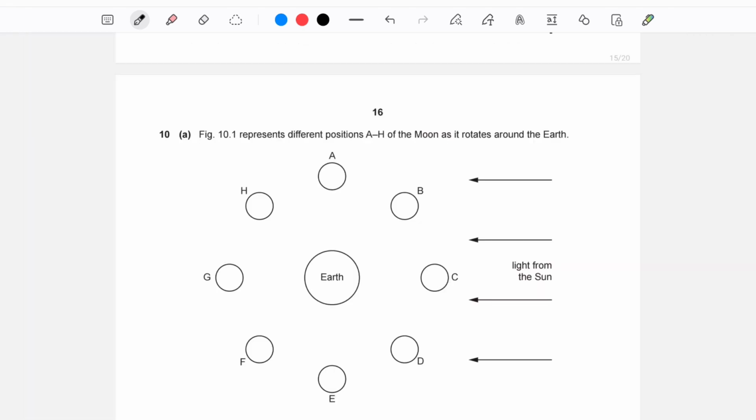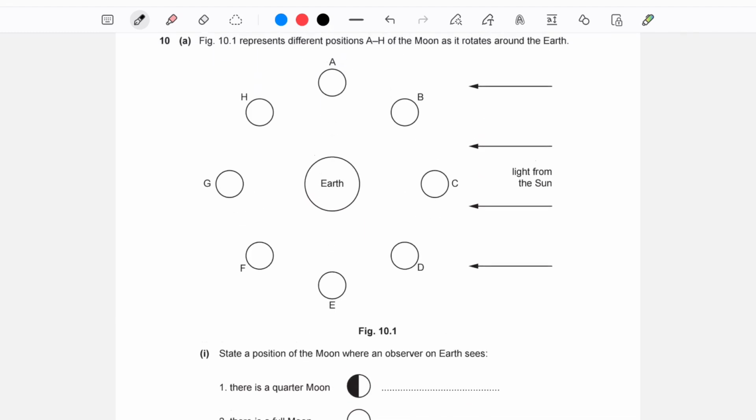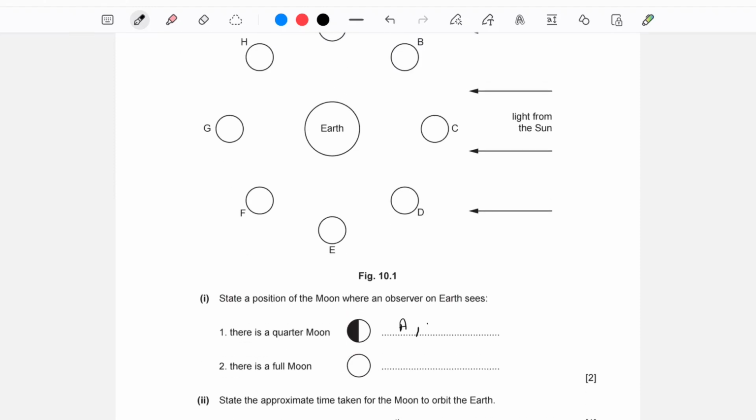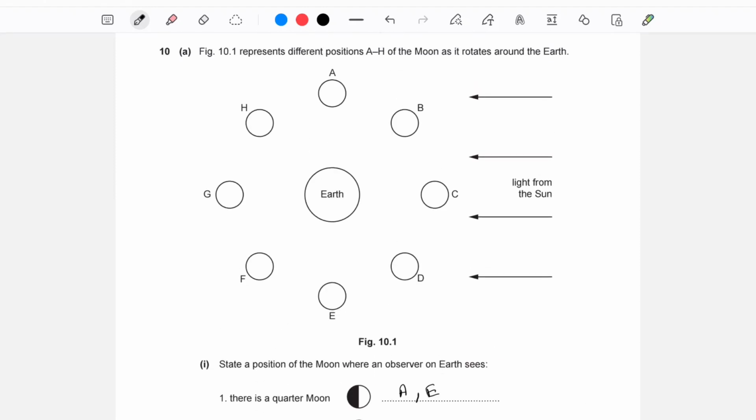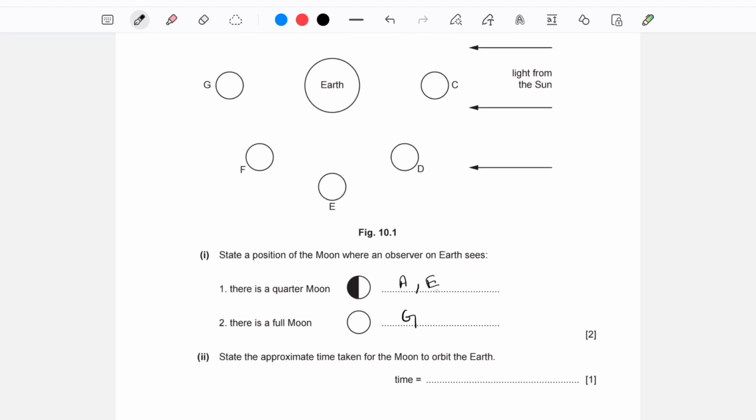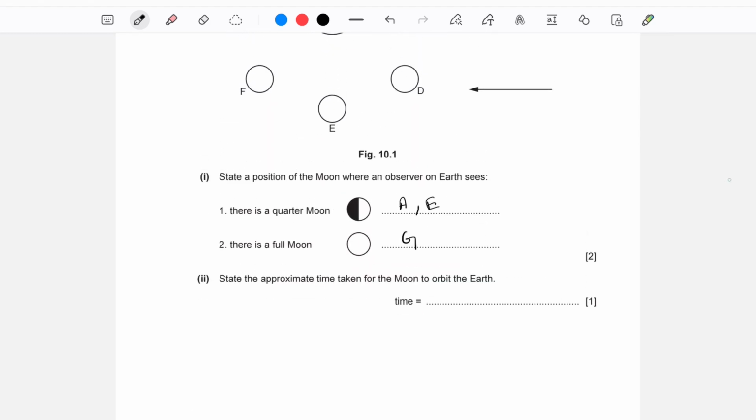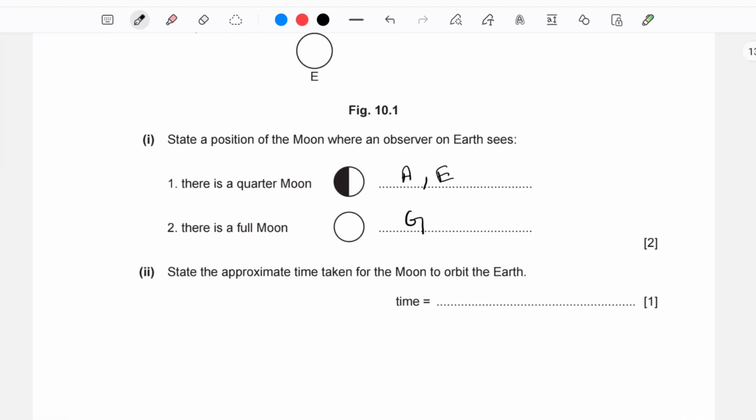Question 10. Figure 10.1 represents different positions A to H of the moon as it rotates around the Earth. State a position of the moon where an observer sees a quarter moon. Okay, so that's A or E. Full moon, that's at position G. So you can write any one for the quarter moon. State the approximate time taken for the moon to orbit the Earth. It's 1 month.